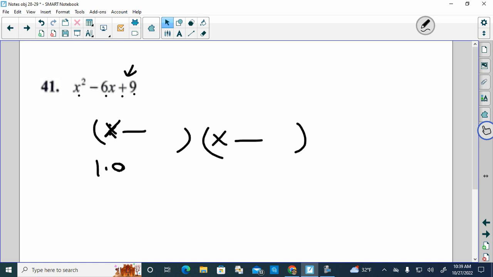So my factors of 9 are 1 and 9 and 3 and 3. Which of those add to give you 6? 3 and 3. Does it matter where I put it? No, because the numbers are the same and the signs are the same, so it's not going to matter where you would put it. Okay, so if you write it like this is fine.